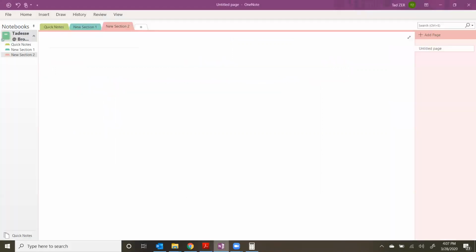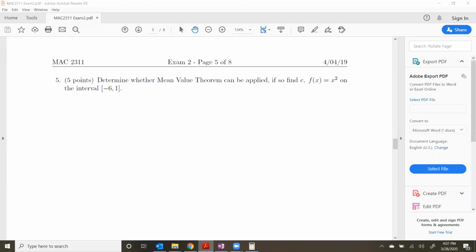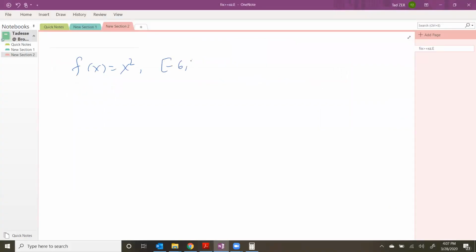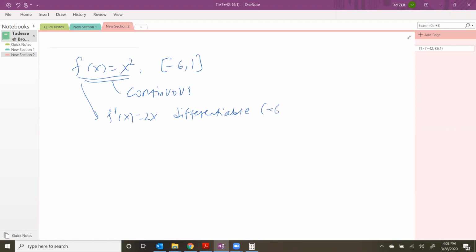All right, so what is the mean value theorem? For a function f of x equal to x squared on the interval negative 6, 1, the mean value theorem says: if this function is continuous, is this continuous? Yes, it's a quadratic function, it's continuous. And if it is differentiable, what is the derivative? The derivative is 2x. Yes, it's differentiable everywhere. In particular, it's differentiable on the open interval negative 6, 1, and it is continuous on the closed interval negative 6, 1.